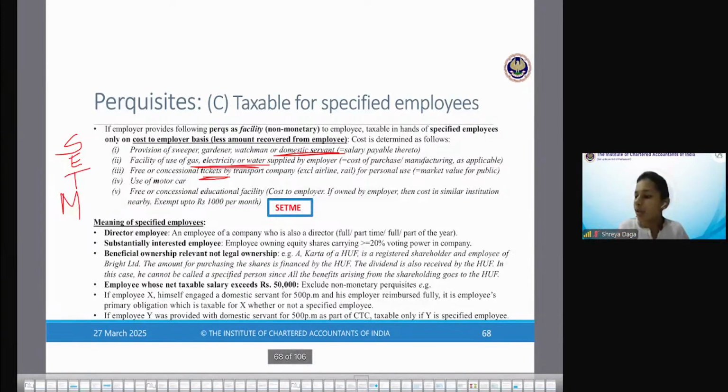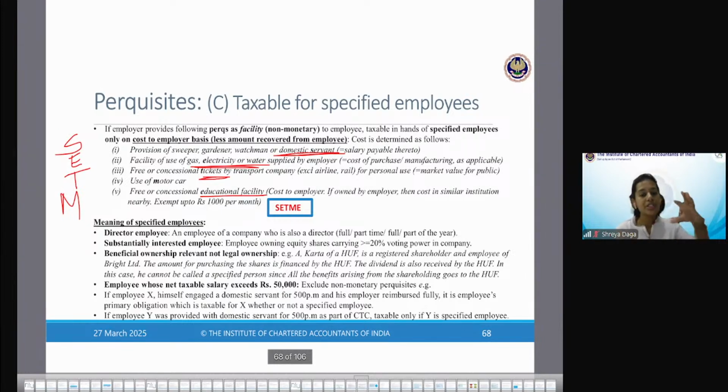Okay, and then the last point was educational facility. If the employer provides free or educational facility, okay, if he runs a school of his own, then how will you determine the value of perquisite? It will be the cost which you would have had to pay to a similar institution for a similar education in a nearby locality. Okay, because otherwise you cannot find the market value, right?